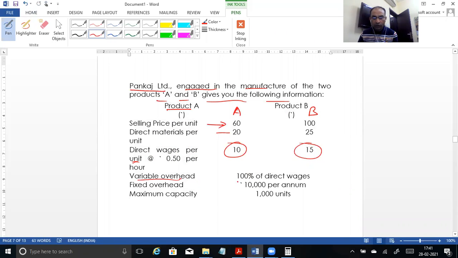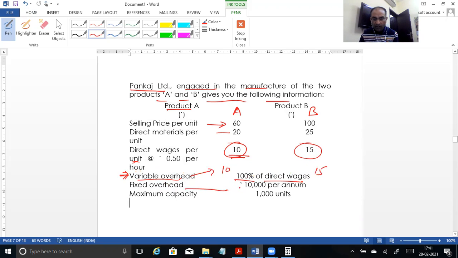Variable overheads are given as 100% of direct wages. So this is variable. This is also variable. Remember this word, variable. 100% of direct wages. So direct wages are given here 10. It means your variable overheads are also going to be 10. And here it is 15, so it will be 15 here.